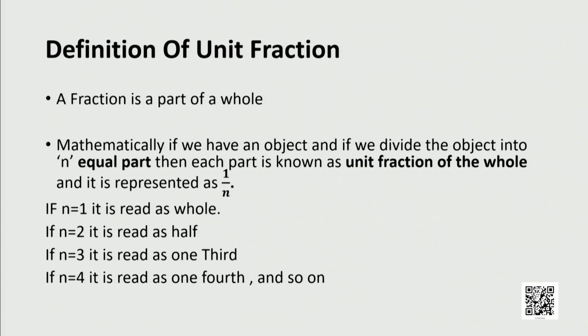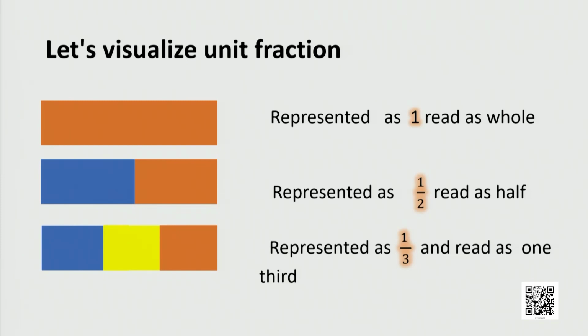And when n equals 3, it would be known as 1/3, and when n equals 4, it would be known as 1/4. Likewise, when I divide any object into 5 parts, each part would be known as 1/5, and it would be represented mathematically as 1 over 5. So now you have some representation to represent a fraction.